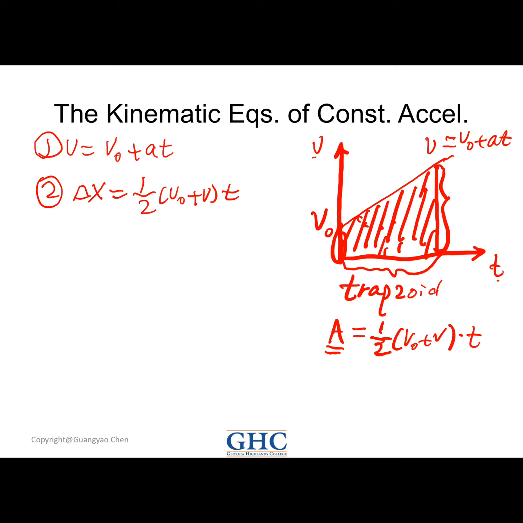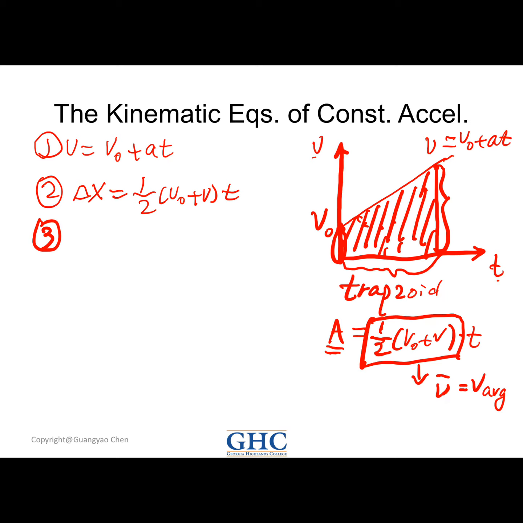This 1/2 (v0 plus v) can also be reinterpreted as the average velocity for this motion. So for constant acceleration, the average velocity for a time interval is initial velocity plus final velocity over 2. Now we have two equations already, which is pretty good. Now we're ready to move on.